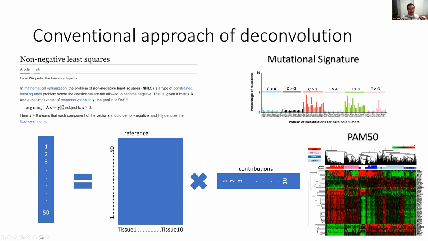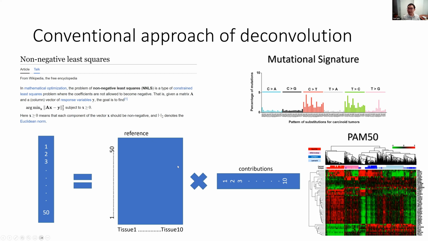And then similarly, if you have heard of mutation signatures, this is also based on a similar idea. And also, if you have heard of the PAM50 method used for detecting breast cancer subtype, this is also a similar approach. It's always based on a panel.